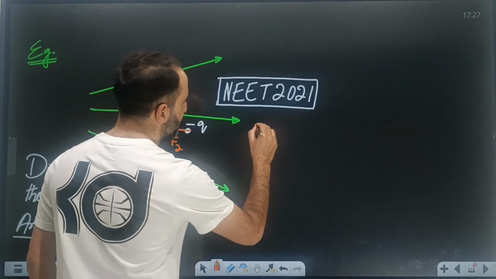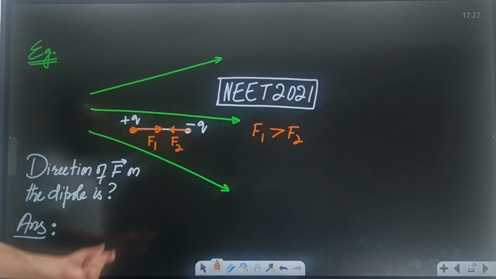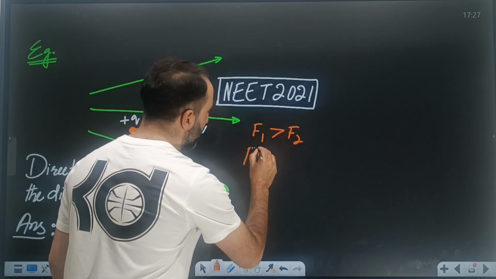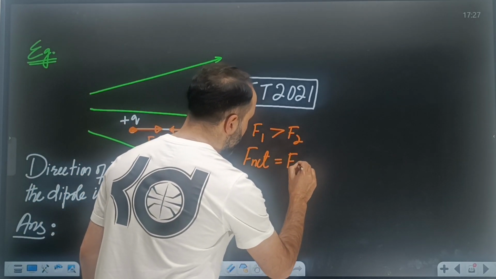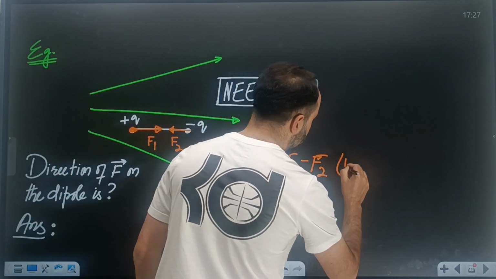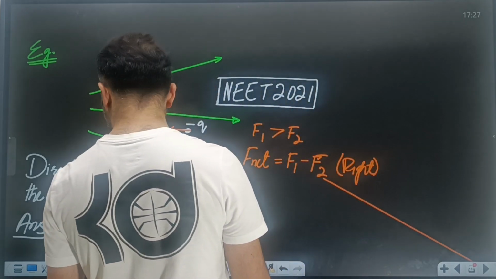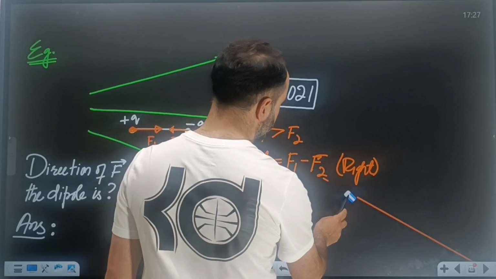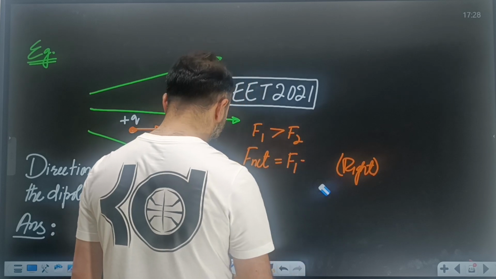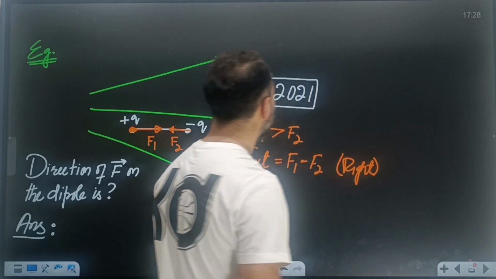Now see that this F1 will be greater than F2, isn't it? Because here the density of electric field lines is more, meaning that E1 will be greater than E2, and hence F1 will be greater than F2, and hence the net force on the dipole will be equal to what? F1 minus F2, and the net force will be directed towards the right. This is the net force and will be directed towards the right. All right? I'm sure that this is clear to you. So the net force here is equal to F1 minus F2, and this force is directed towards the right.